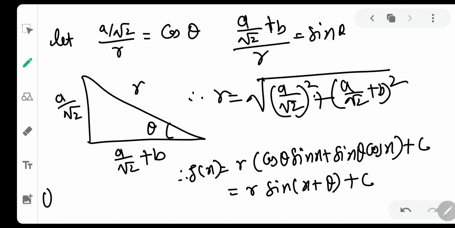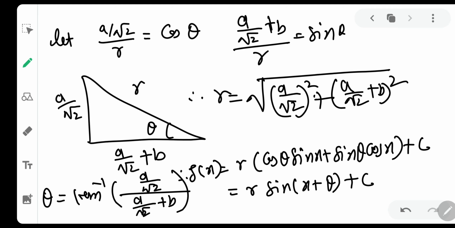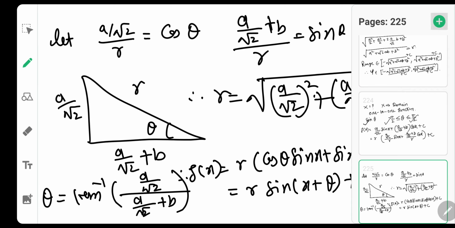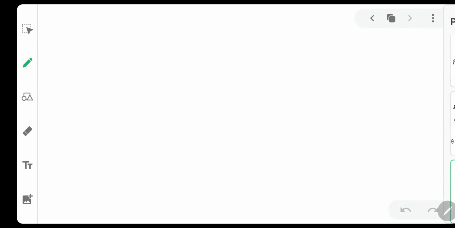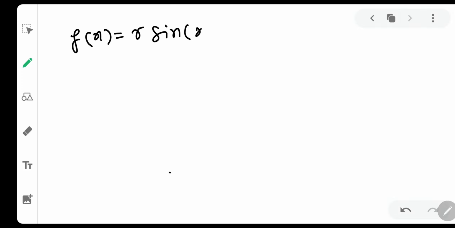And over here I can simply calculate theta. Theta is tan inverse of a by root 2 divided by a by root 2 plus b. Very complicated theta, but that is your theta, which is tan inverse of a by root 2 upon a by root 2 plus b. Now let us rewrite our function. Our function f of x is nothing but r times sin of x plus theta plus c.